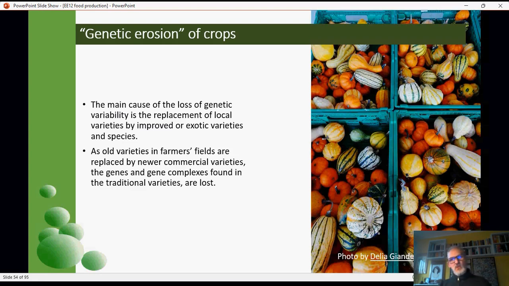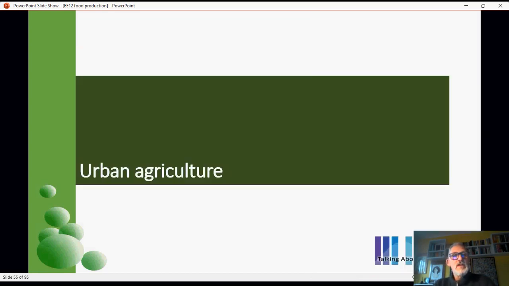So what this has done over time is it's led to a loss of genetic variation simply because farmers no longer grow the varieties of things which they used to grow. So, okay, this was where we got to in terms of the summary of agriculture itself.